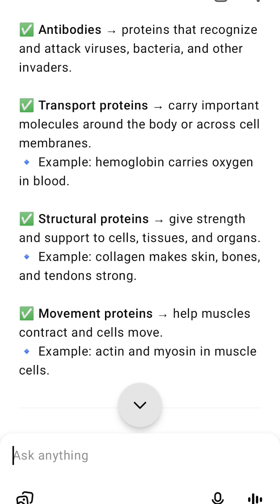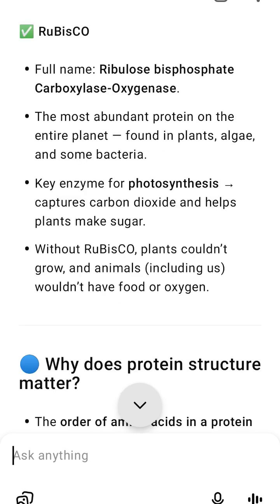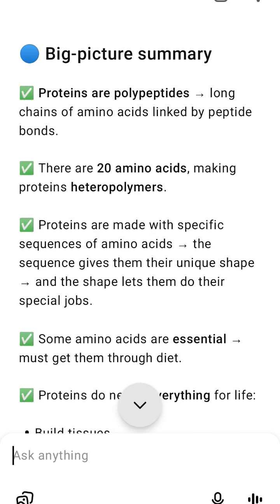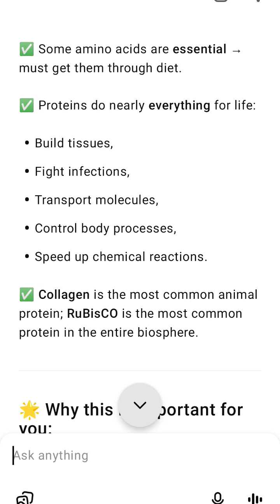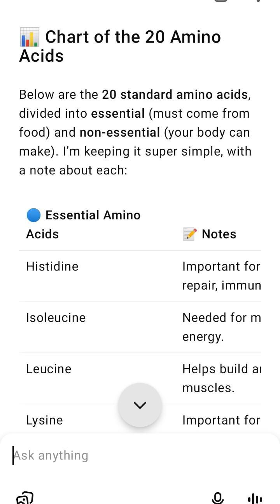Two examples of proteins. Collagen, the most abundant protein in animals, including humans, found in skin, bones, cartilage, tendons, and ligaments. It gives strength, elasticity, and structure to tissues. Without collagen, our bodies would be fragile and floppy. Rubisco, full name ribulose bisphosphate carboxylase oxygenase, the most abundant protein in plants, algae, and some bacteria. It's a key enzyme for photosynthesis, capturing carbon dioxide and helping plants make sugar. Without Rubisco, plants couldn't grow and animals, including us, wouldn't have food or oxygen.